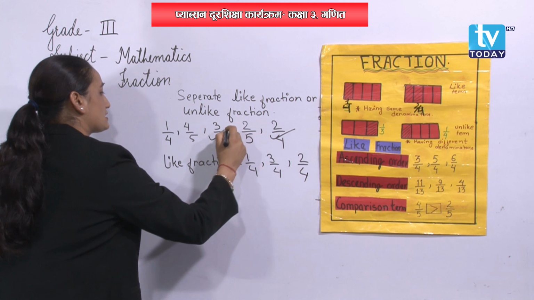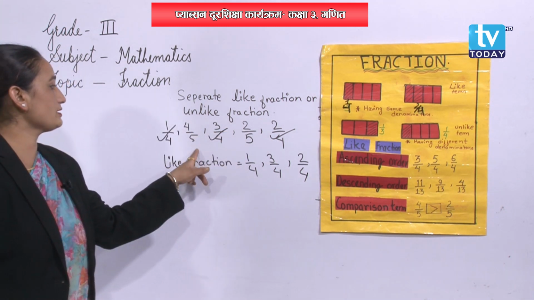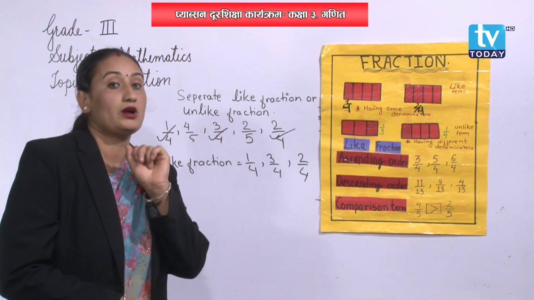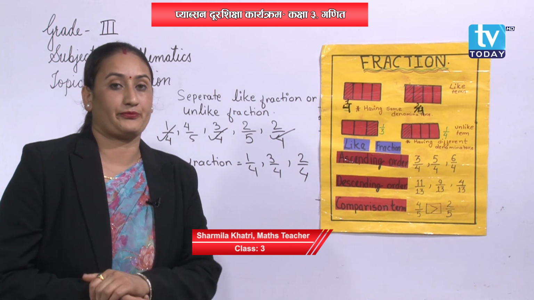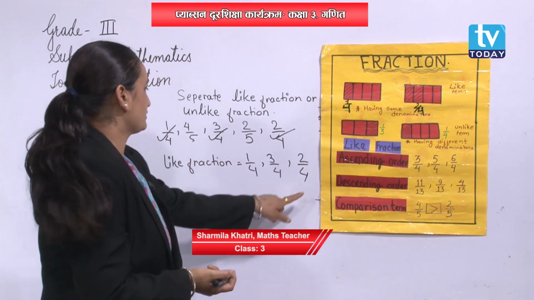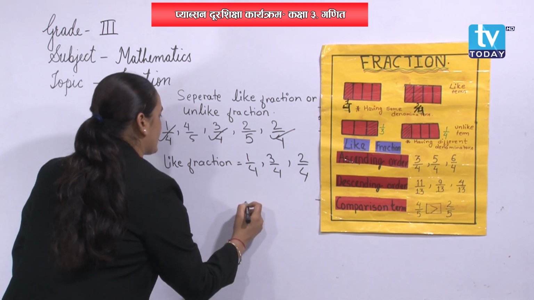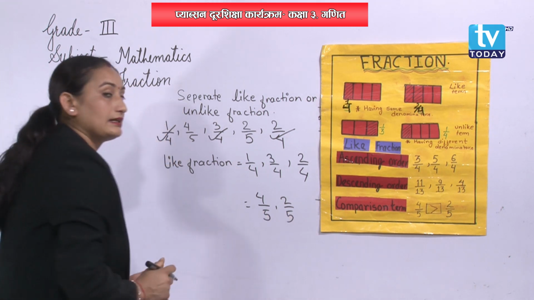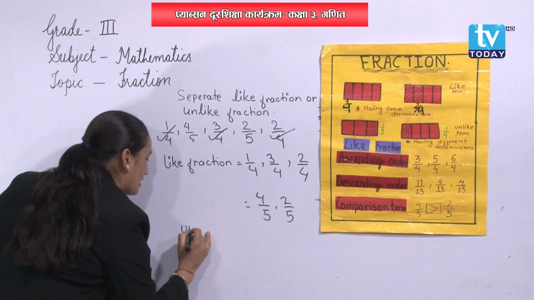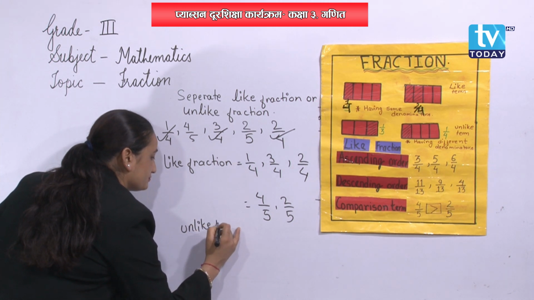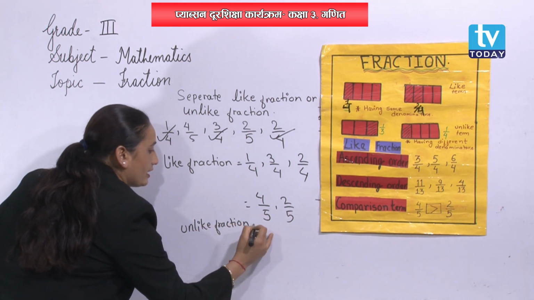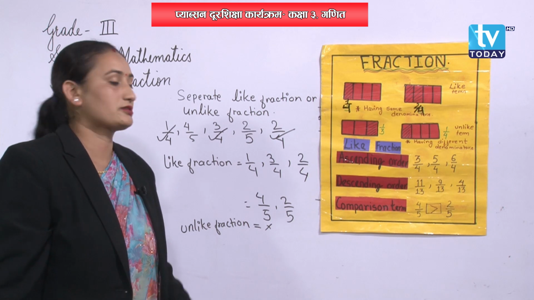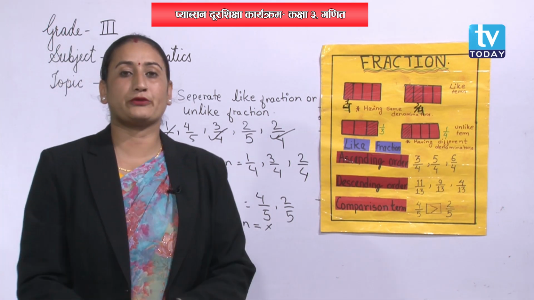Now this one done, this one done, this one done, right? How many are left? Oh, 4 by 5 and 2 by 5. Still there are 2 with the same denominators. So what to do? They are also like. So below we have to write again 4 by 5 and 2 by 5. They are the like fractions. And what about unlike fractions over here? Here there is no unlike fraction. We haven't got any unlike fraction. So leave it as it is. Can we do it this way?